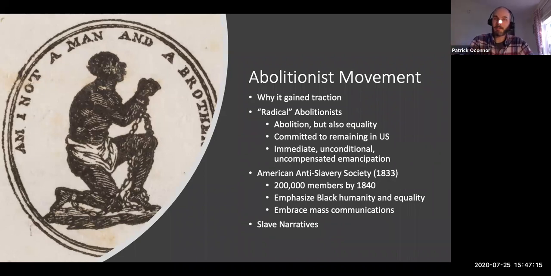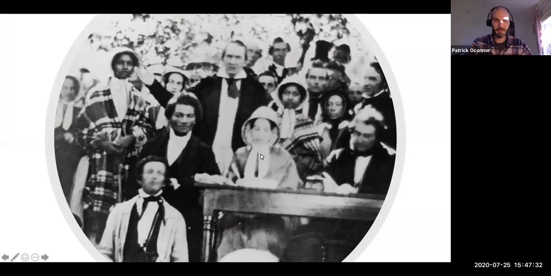And some abolitionists were what we call radical abolitionists, and many of them were African Americans, right? And they opposed the idea of colonization that I had talked about last week. Here are some radical abolitionists. This is Frederick Douglass here, sort of center left.